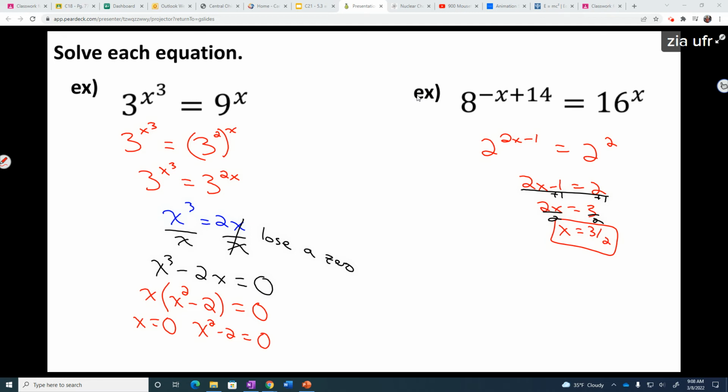And then we add the 2 over and square root it, right? x squared equals 2. And then x is going to equal, now remember we need the plus and the minus square root. Plus and minus square root of 2. So we actually have 3 solutions here.